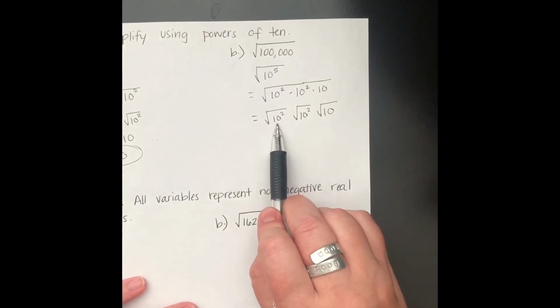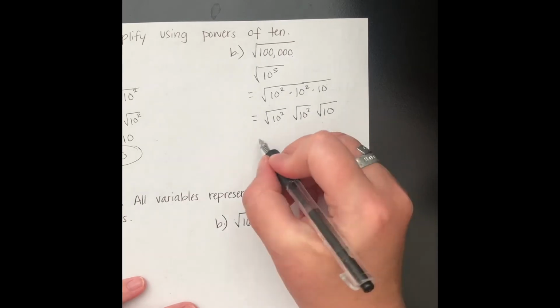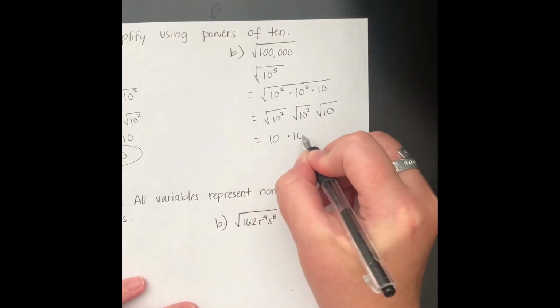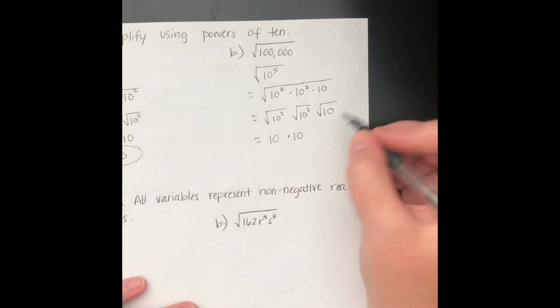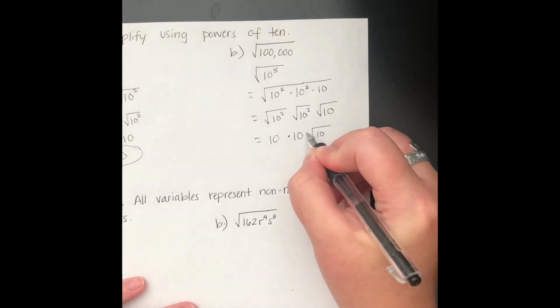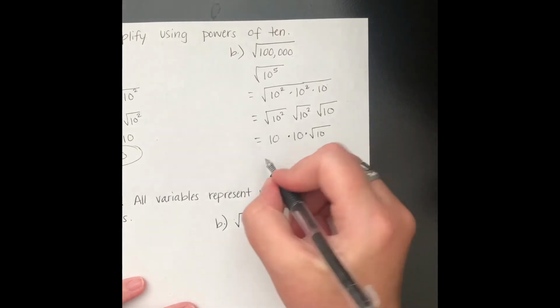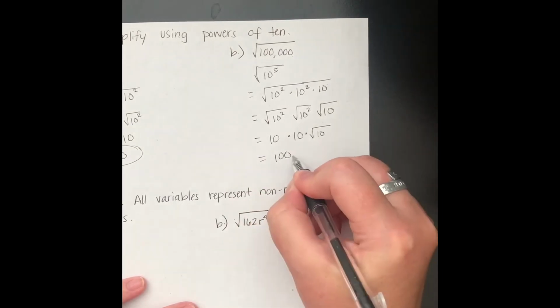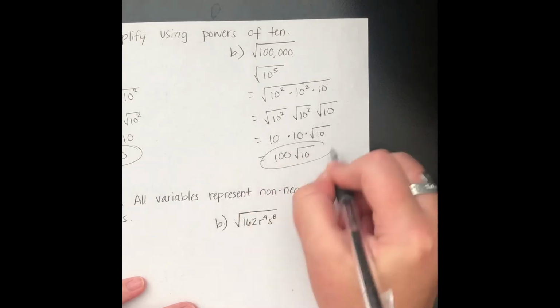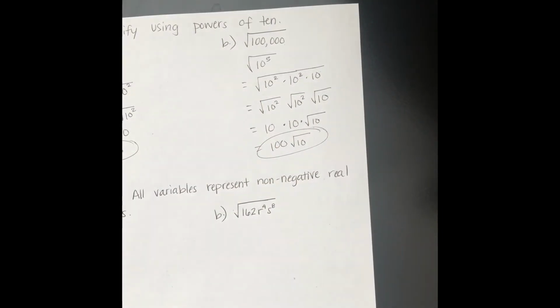We know what the square root of 10 squared is. We already did it here. It's 10 times 10. Square root of 10 is not a perfect square, so I'm going to leave it here. 10 times 10 is 100. And then we have times the square root of 10. 100 times the square root of 10 is 100,000.